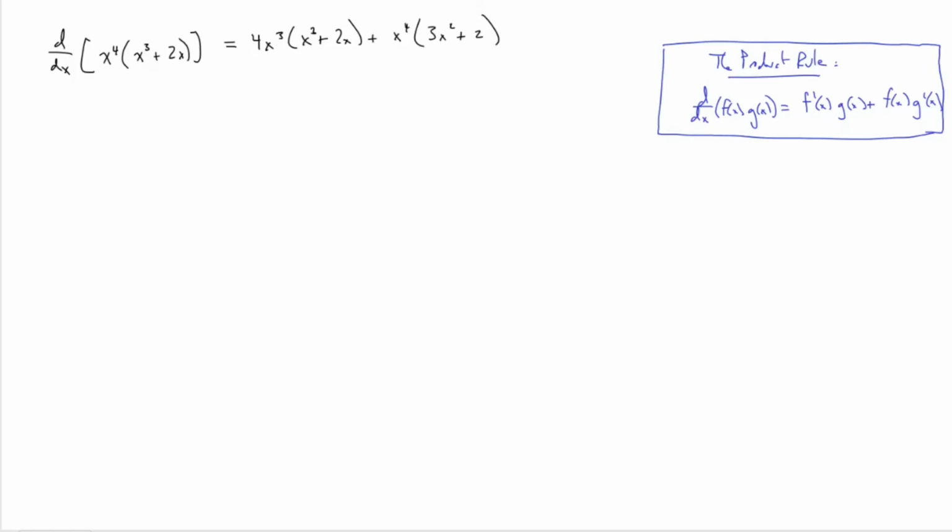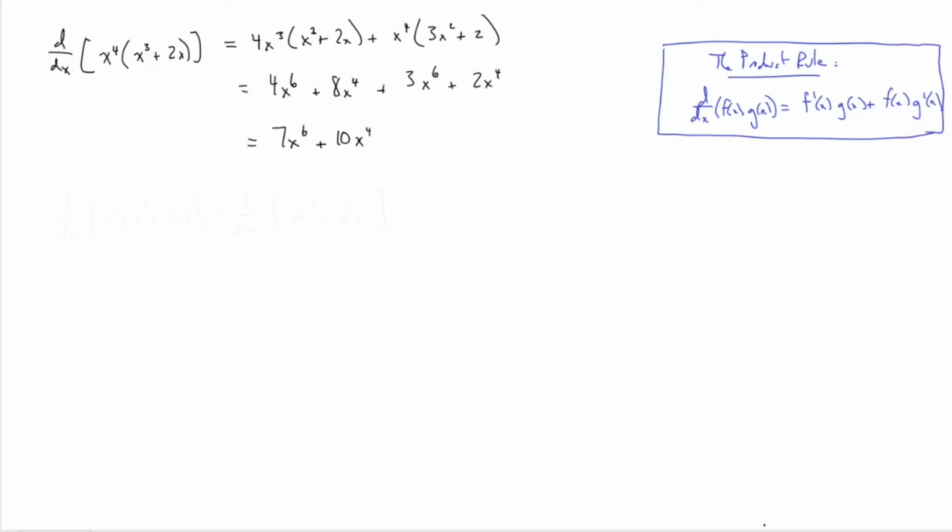Okay, by the product rule, the derivative of this product is equal to the derivative of the first function. Well, the first function is x to the fourth and its derivative is 4x cubed, times the second function, so that's times x cubed plus 2x, plus the first function, that's x to the fourth, times the derivative of the second function, and the derivative of x cubed plus 2x is 3x squared plus 2. All that's left is to simplify, and after you distribute, you get this expression, and then combining like terms, you get this expression, the answer, 7x to the sixth plus 10x to the fourth.